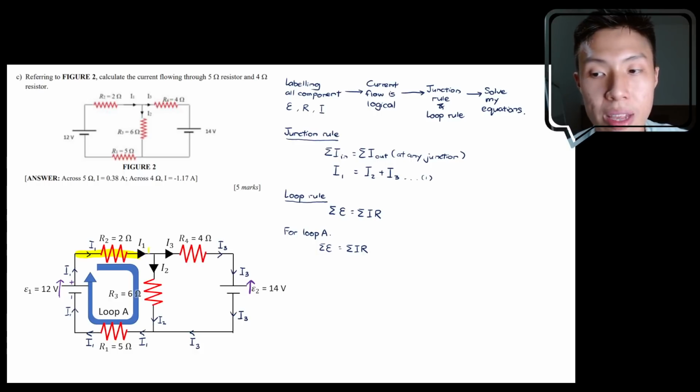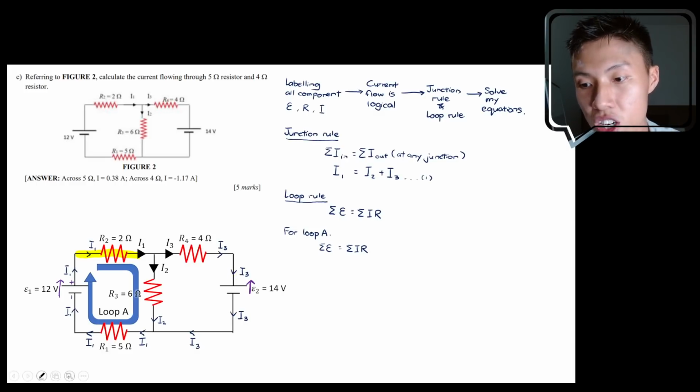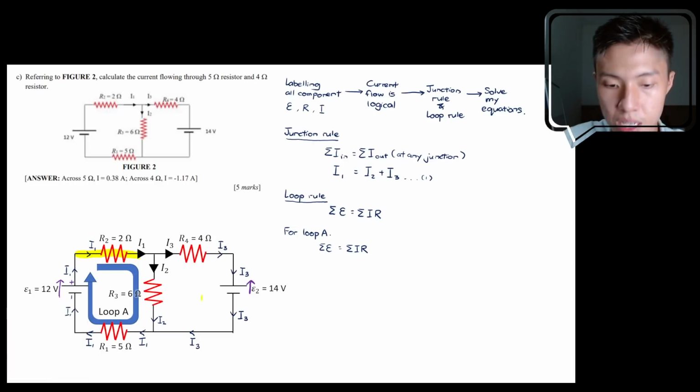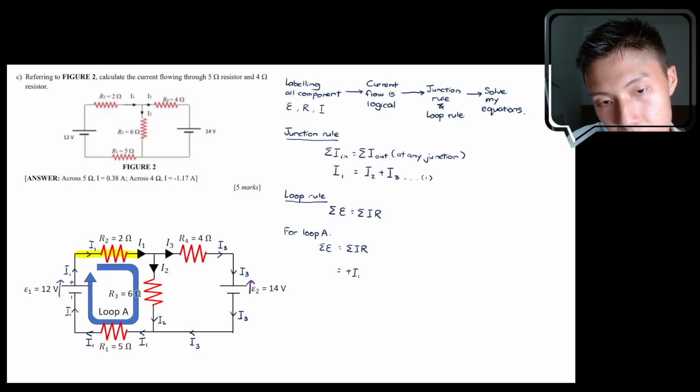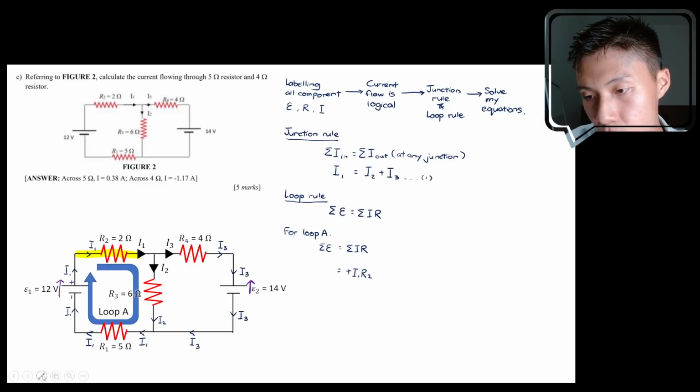So if it's the same direction, what will happen? We give it positive IR. Same direction, positive IR. In this case, the current flowing through is I1 and the resistance involved is R2, so it will be positive I1 R2. Okay, so let's continue. We continue our journey of the loop.